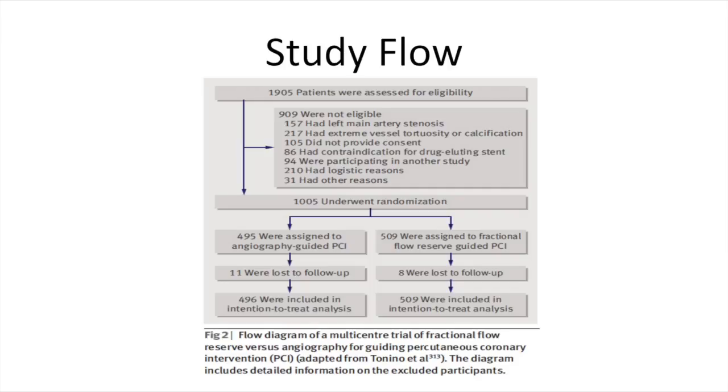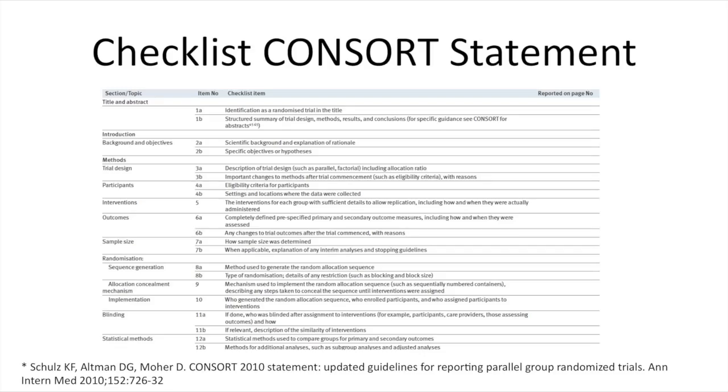One of the recommended things is to have a study flow. So you should clearly show the patients, how many patients were assessed, how many patients finally were randomized, and what happened with the patients after randomization, and how many patients were finally included. If you do an intention to treat analysis, then all patients should be analyzed. And here we have a checklist where you can find all the things you should report.